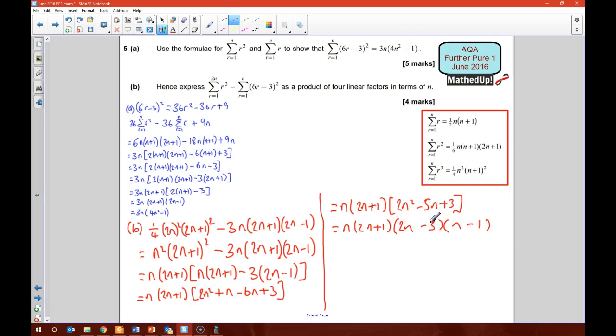Let's just check that that works. So I've got 2n squared, take away 2n, take away 3n, which gives me take away 5n, plus 3. And now that's 1, 2, 3, 4 linear factors. We've managed to write this as the product of 4 linear factors.